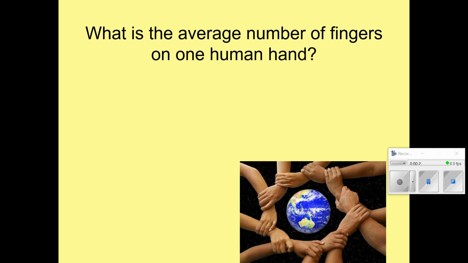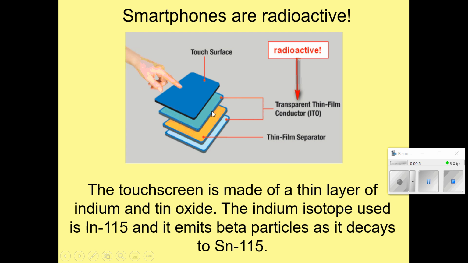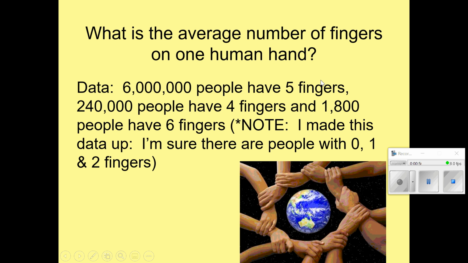You'd probably say 5. But really, let's say we had some data, and of course, this is not all the people in the world, but let's say you had 6 million people that had 5 fingers, 240,000 people that had 4 fingers, and 1,800 people that had 6 fingers. Again, this is completely made up. I'm sure there's also people with 0, 1, and 2 fingers, and having an extra finger, I'm sure, is much more rare. But anyways, you can see from just some random data that it's not going to be exactly 5. So my point is that not all atoms of an element are identical. So we're going to get into how they differ.